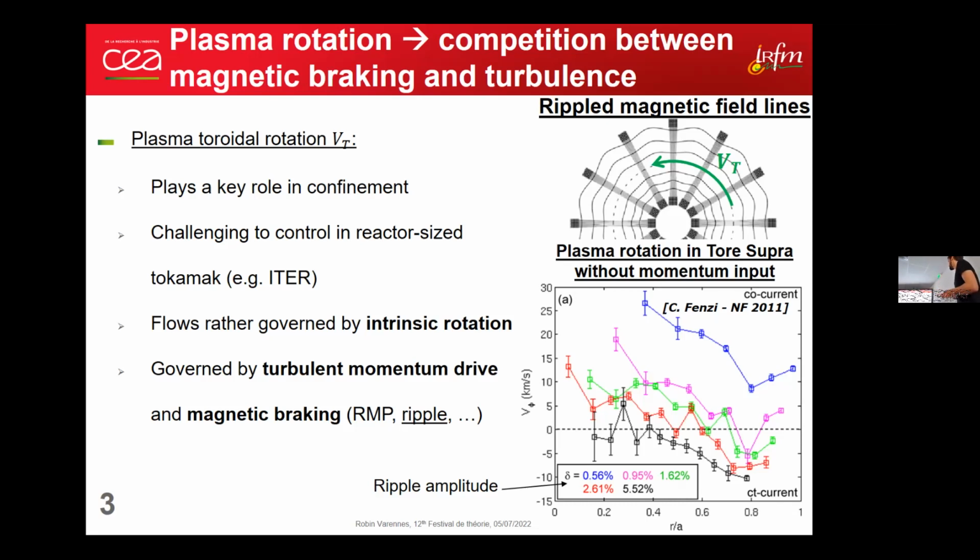This is shown for different ripple amplitudes. And what you can see is that when you have a low amplitude, the plasma will still have a finite velocity. So there is truly an intrinsic rotation. And when you increase the ripple amplitude, this velocity will change and go towards negative values. So from this, we can see that there are at least two mechanisms involved in the intrinsic rotation. And this is what we will talk about today.